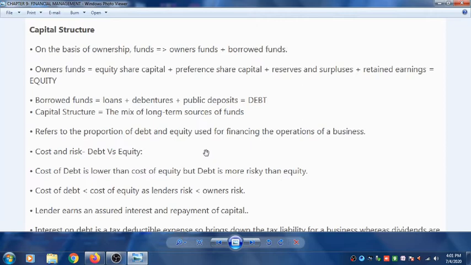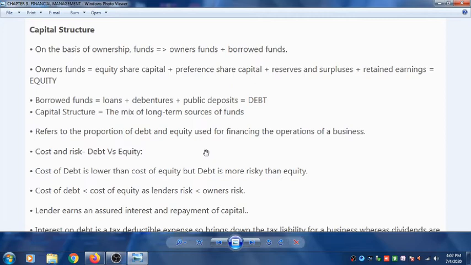On the basis of the ownership fund, owners fund plus borrowed fund. So capital structure basically means what all fund will be required by the business to run the business. There are basically two funds we have already studied, which is supplied to the business to run the business. First is owners fund and the second is the borrowers fund. Capital structure basically decides how much owners fund is required and how much borrowed fund is required.